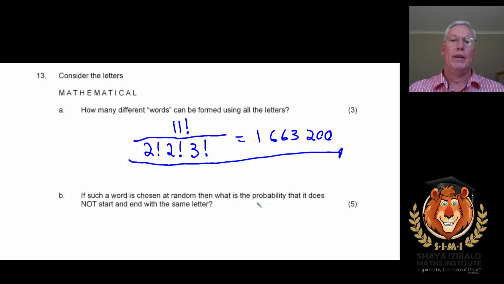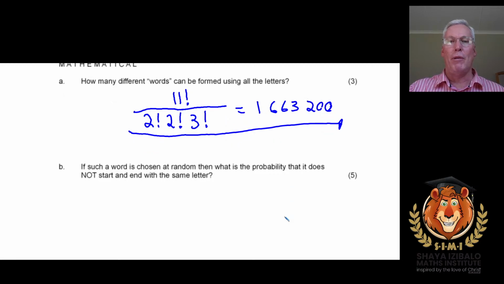Now, if we choose one at random, what's the probability that it does not start and end with the same letter? The way I'm going to tackle this, I'm actually going to work out how many can we make where they do start with the same letter. So do start and end.